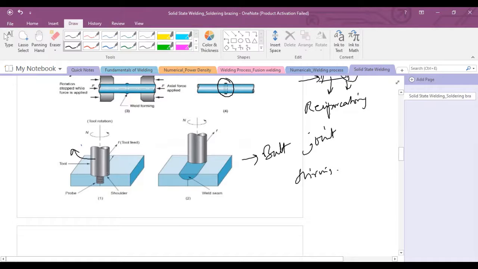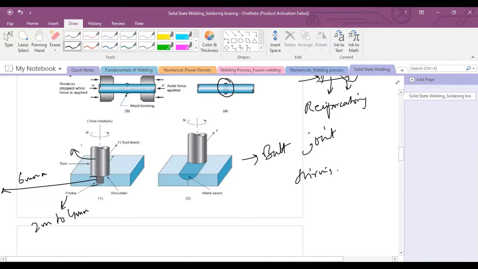There's one mechanical tool. This mechanical tool has two parts: one is the shoulder and the other one is the probe. The shoulder has a large diameter, and the probe has a small diameter. The diameter of the probe is 2 mm to 4 mm, and the height of the probe is normally 6 mm. During the welding, this mechanical tool will rotate, and this probe will go completely inside the base metal and start mechanical mixing.